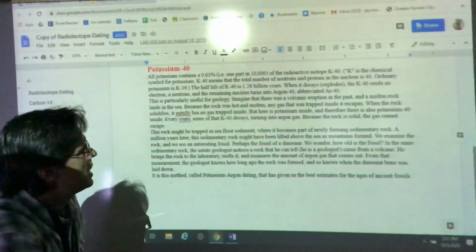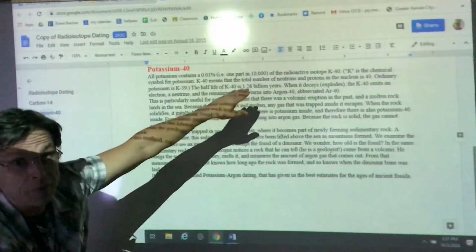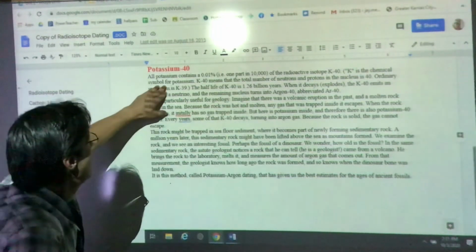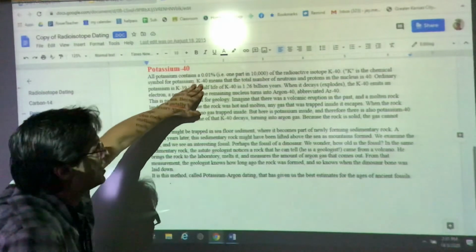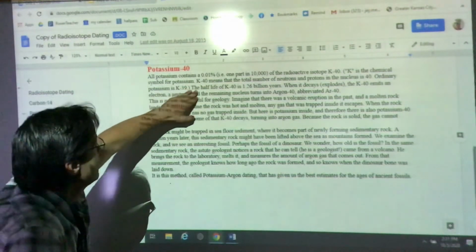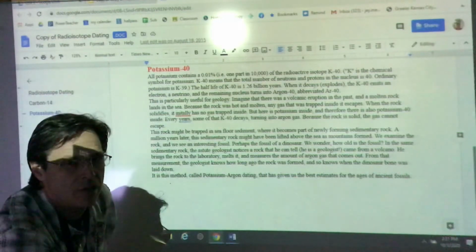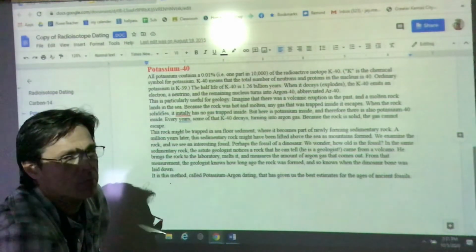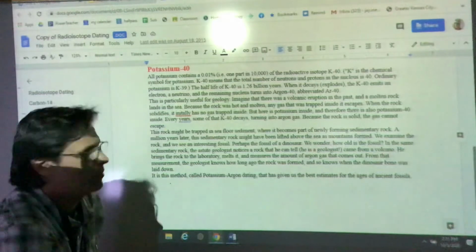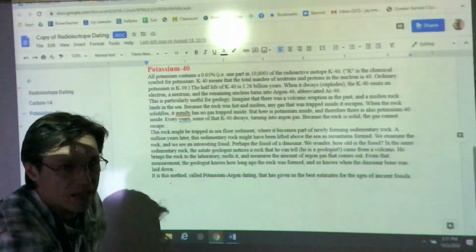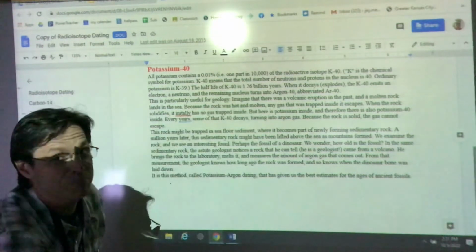So basically, K40 is the isotope potassium-40, meaning the total number of protons and neutrons is 40. The half-life of K40 is 1.26 billion years. That's slow. Remember, carbon-14 was 5,730, or we just called it 6,000. This one takes 1.26 billion years.